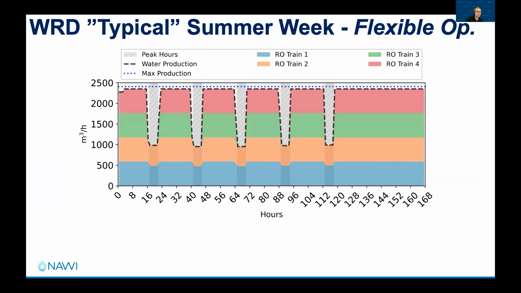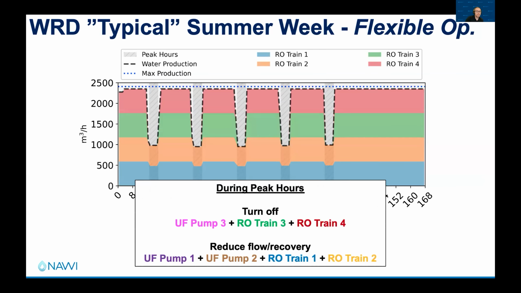And so what is WaterTAP telling us to do here? It's essentially saying, during peak hours, turn off one of your ultrafiltration pumps, turn off 2 of your RO trains, and then reduce as much as possible the flow and recovery of all the other components in the treatment train. And then the rest of the time, you're essentially turning everything on, going full blast and producing as much water as possible to hit the target that we set for this case, which would be 289 acre-feet.